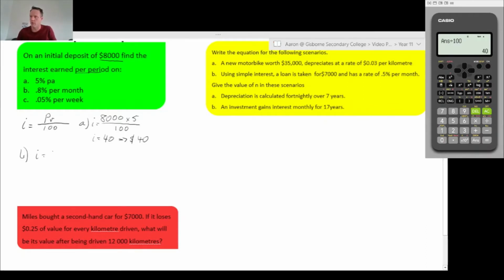So for this one, we're going to go 8,000, same starting amount, times 0.8, and divide that by 100. And we get, I didn't want to hit this time, clear that. Times 8 divided by 100 equals $64.